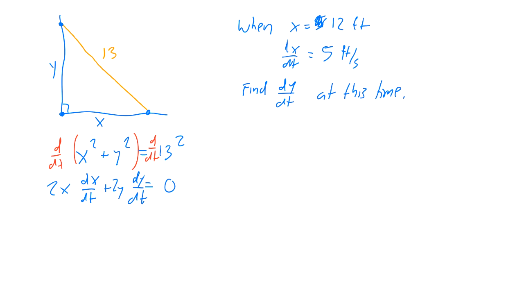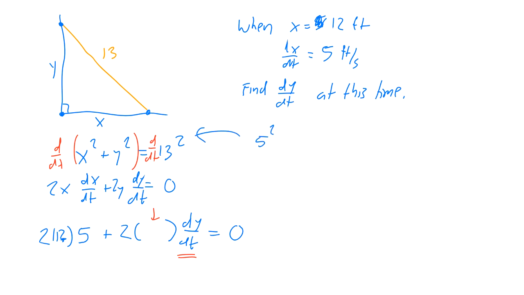We know that x is 12 feet, so that's 2 times 12, and we know that dx/dt is equal to 5, plus 2 times y times dy/dt equal to 0. And it's the dy/dt that we're looking for. But we don't yet have what to plug in for that y. But with the Pythagorean theorem, from this equation, we know that if x is equal to 5, we have 5 squared plus y squared equals 13 squared.